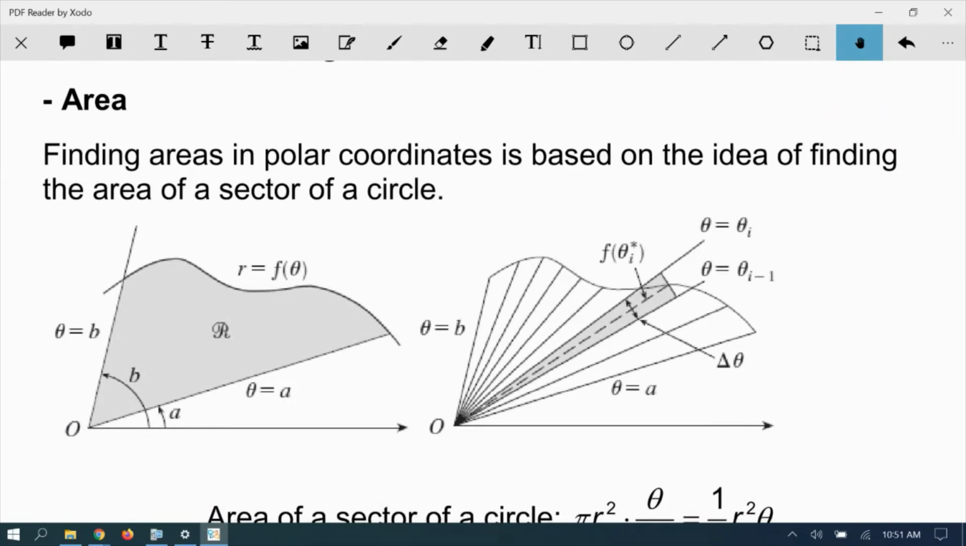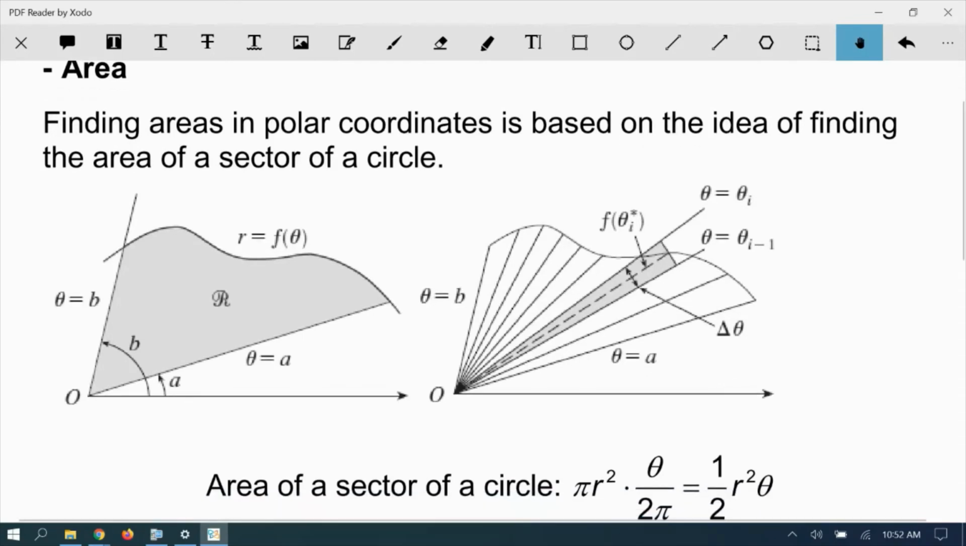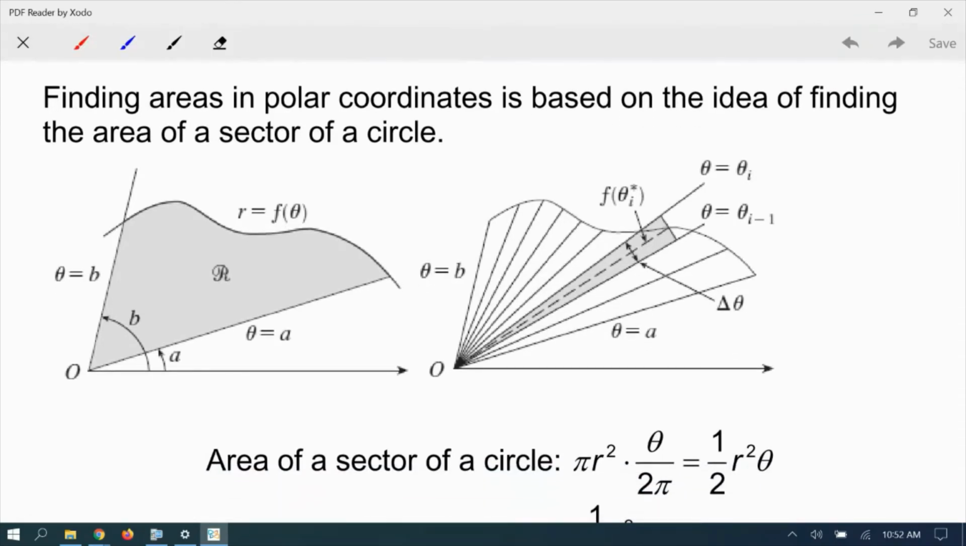So to find an area, essentially what we're doing as we go around the pole, we're breaking our area into these sectors of area. To find the area of each one of those sectors, it's essentially a piece of the circle. And you can see here where we've got pi r squared times theta over 2 pi.